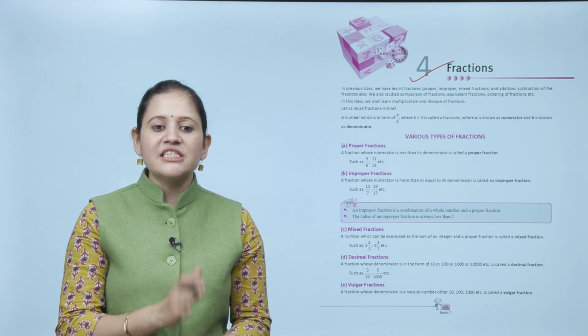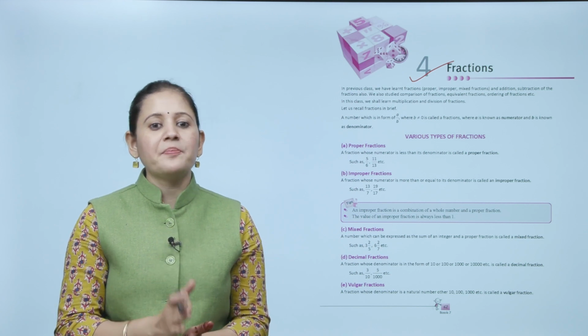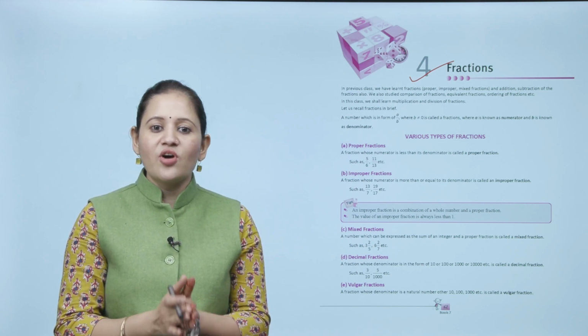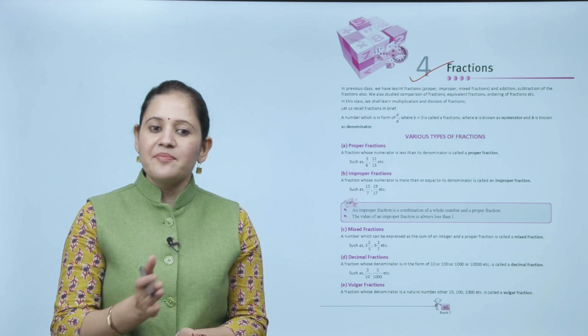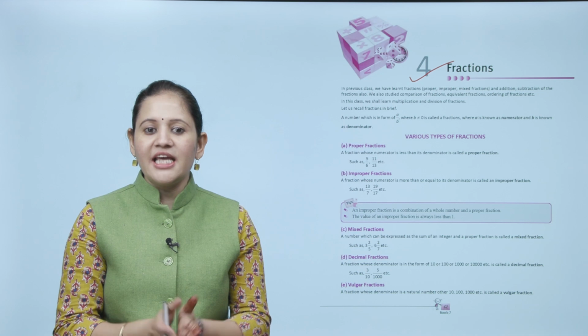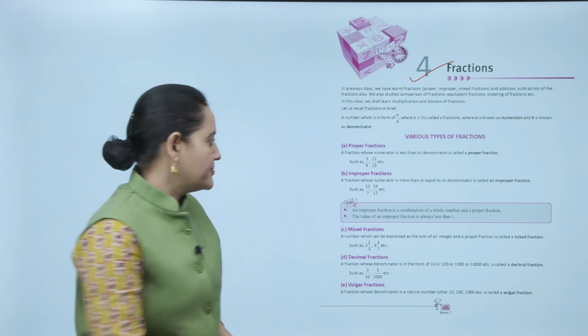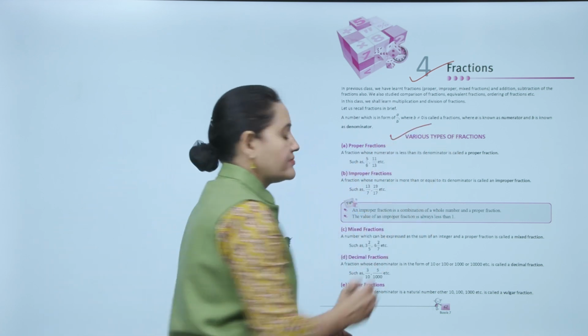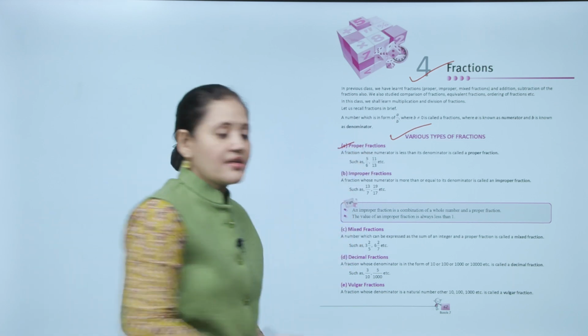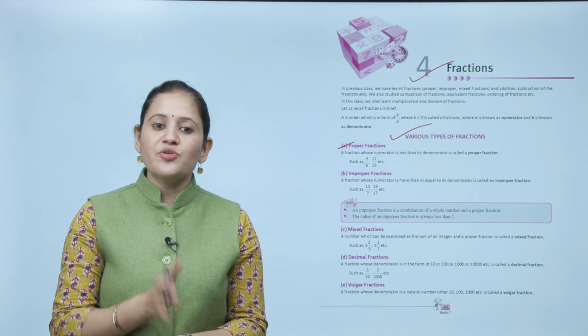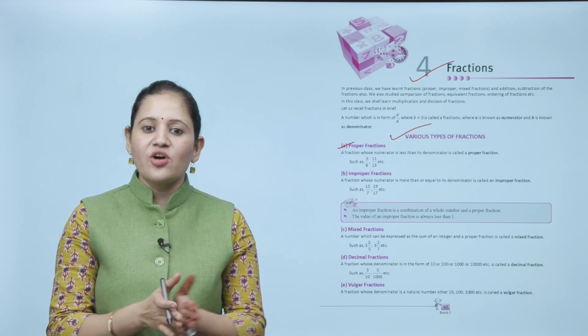A number which is in the form of a upon b, where b is not equal to 0, is called a fraction, where a is known as numerator and b is known as denominator. Next, various types of fractions. First one is proper fraction. A fraction whose numerator is less than denominator is called proper fraction.